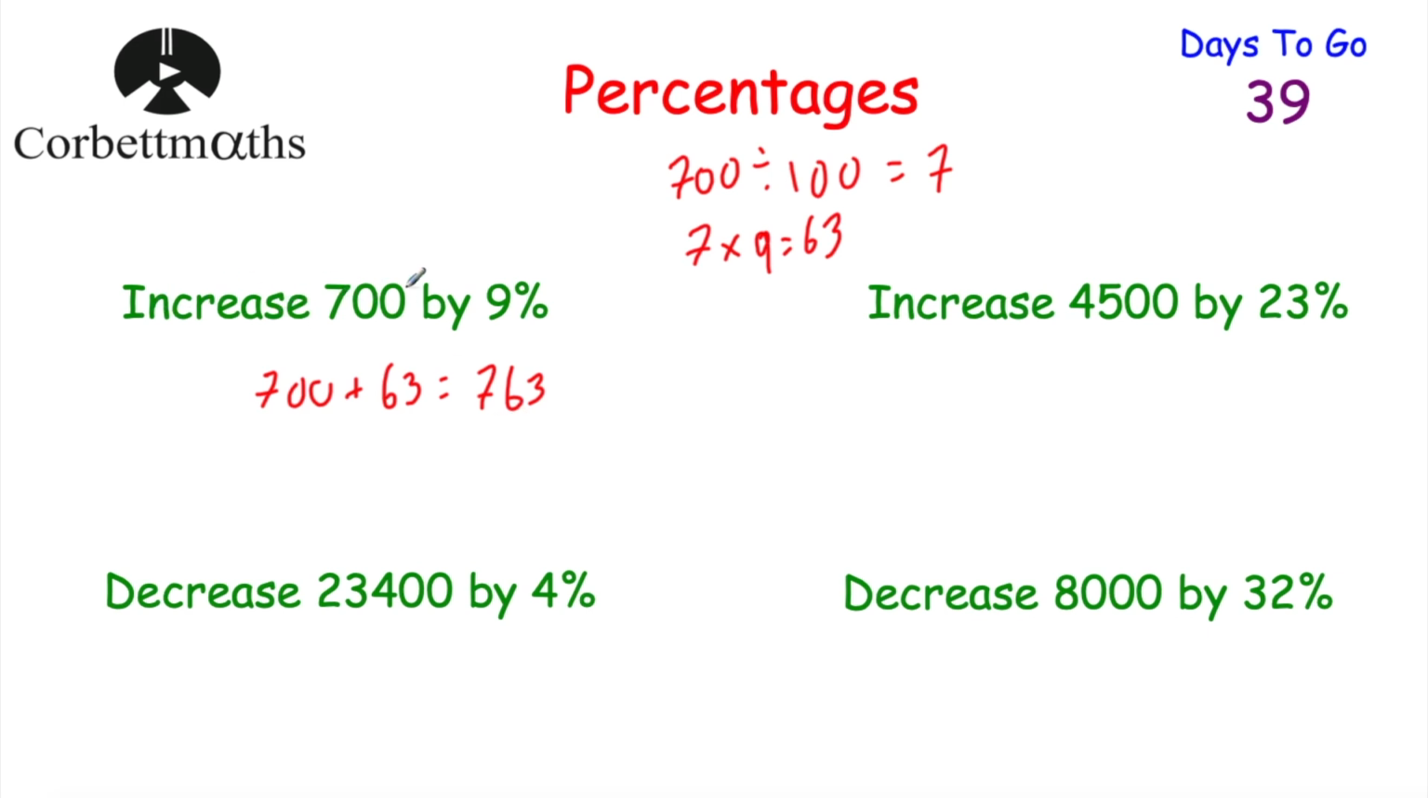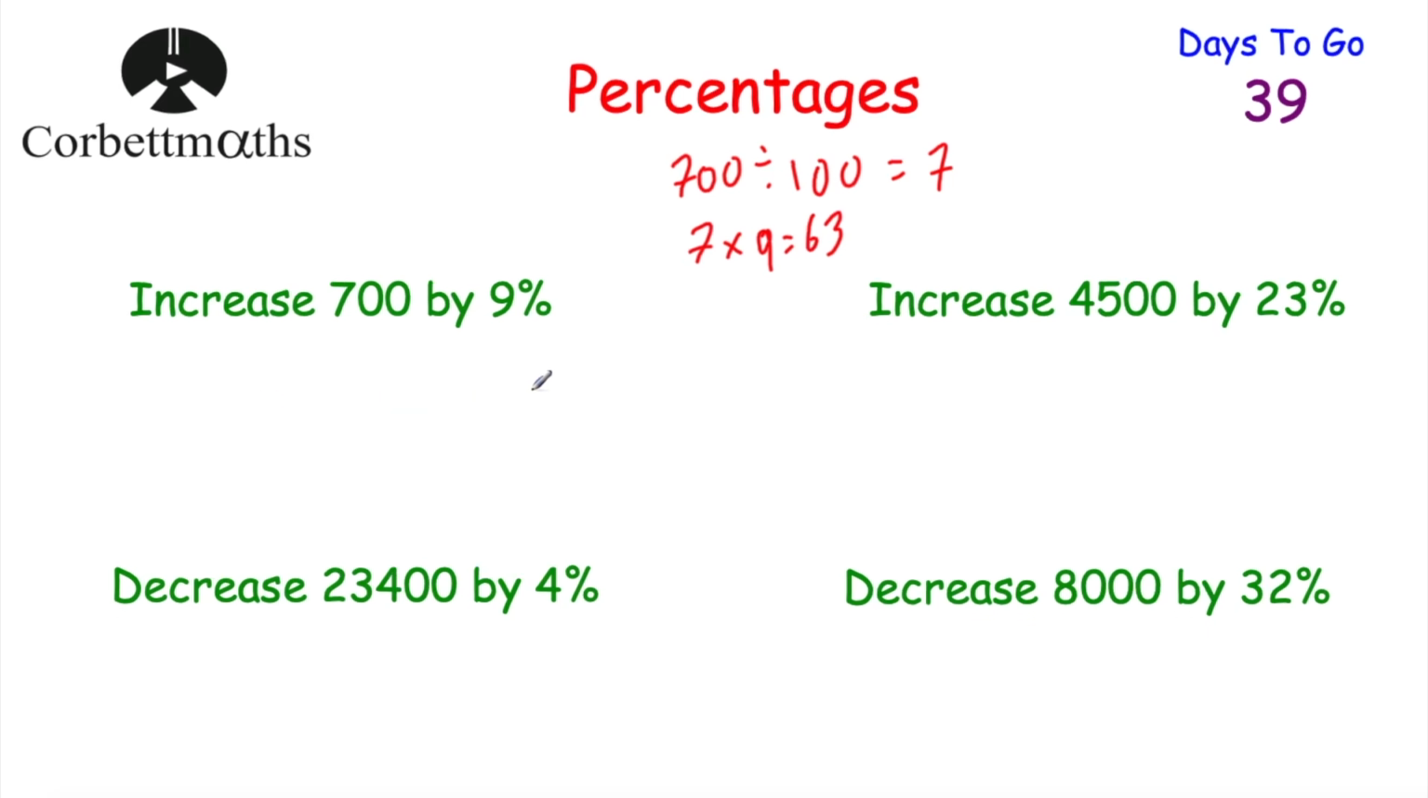If it's a decrease by 9%, we would do 700 take away 63, and then we would have decreased it by 9%. Okay, so that's how you would do that without a calculator. That's quite straightforward. Now, given the fact that we've looked at compound interest before, we've looked at multipliers, so we should know how to increase something by 9%, increase it by 23%, and so on.